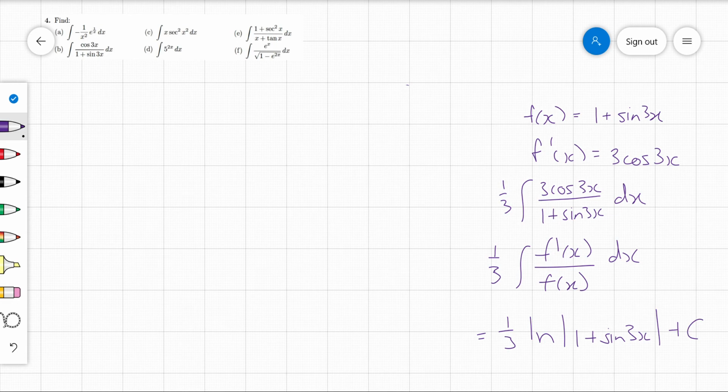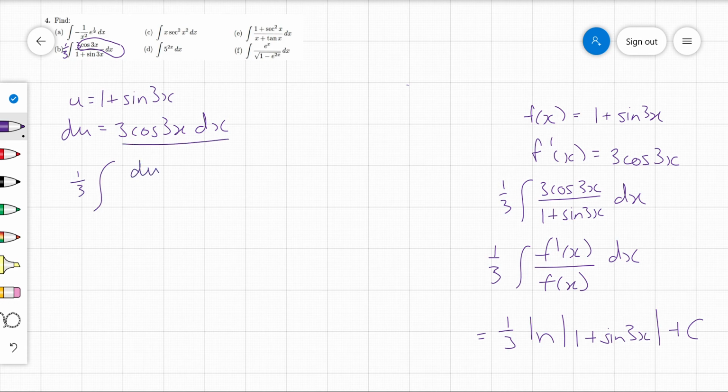If I did it using u's, which I like to do, I would let u equal 1 plus sine 3x. So du is, differentiate 1, you don't get anything. Sine 3x, we get 3 cos 3x dx. Now, that whole thing, that 3 cos 3x dx, if I put a third out the front, then the integral becomes a third integral of this whole bit, which is du.